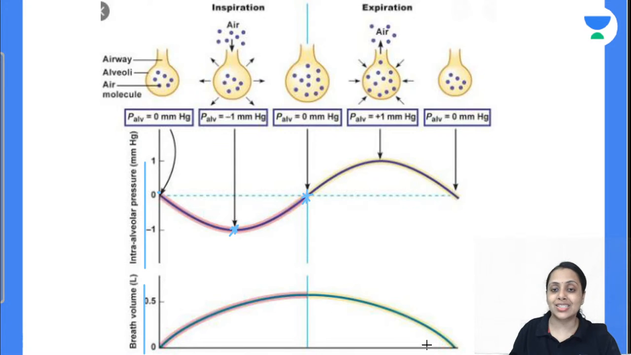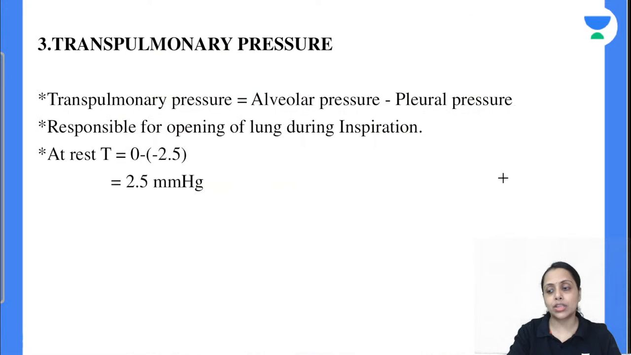एक्सपिरेशन में क्या हुआ, वॉल्यूम इज डिक्रीजिंग, सो प्रेशर इज गोइंग टू इंक्रीज, सो इट इंक्रीजेस टू +1 mm ऑफ एचजी, एंड एट द एंड ऑफ एक्सपिरेशन इट अगेन बिकम जीरो. That's how our alveolar pressure changes during breathing. Is this clear with everyone?